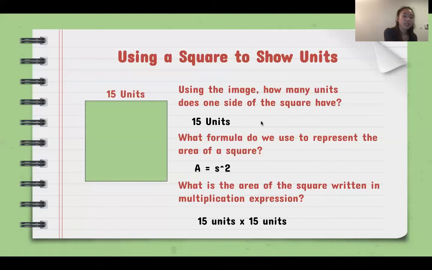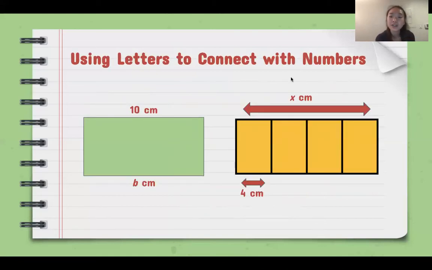So that's going to be just a little bit of a background on how we figure out the units, what the formula is, and how we're going to multiply it to get us to the answer. So now we are going to use letters to connect with numbers. So I have written here that the whole side length of the top part of the rectangle is going to be 10 centimeters. So since I know that's 10 centimeters, the bottom that says B cm, the B is going to represent what the number is going to be. So they want to know what B is.